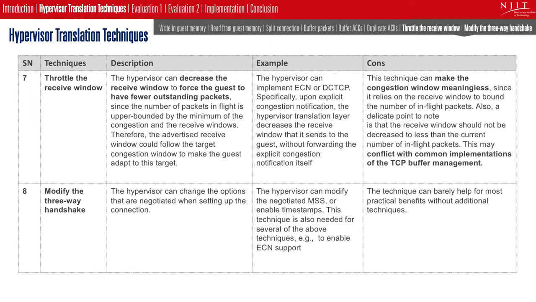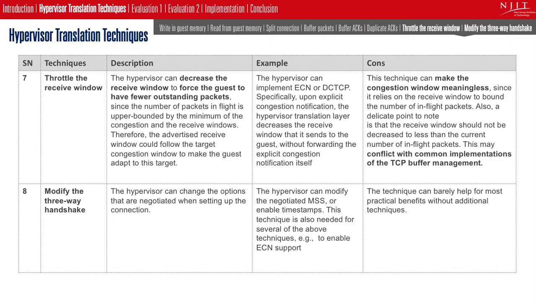This technique can make the congestion window meaningless, since it relies on the receive window to bound the number of in-flight packets. Also, a delicate point to note is that the receive window should not be decreased to less than the current number of in-flight packets. This may conflict with common implementations of TCP buffer management. So, the hypervisor needs to manage a gradual decrease while closely monitoring the connection states.